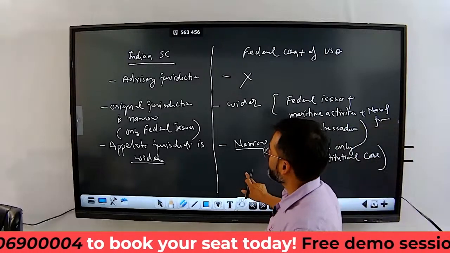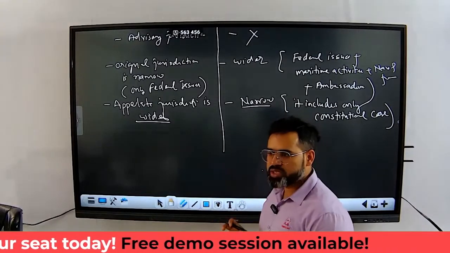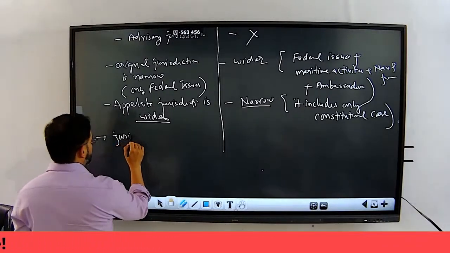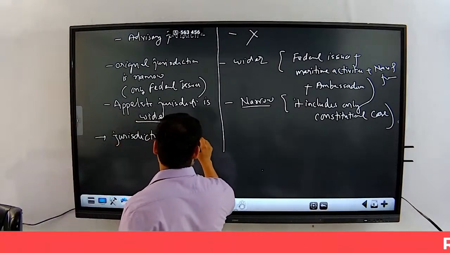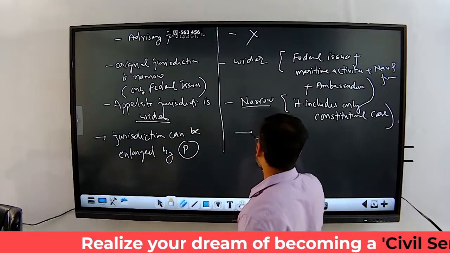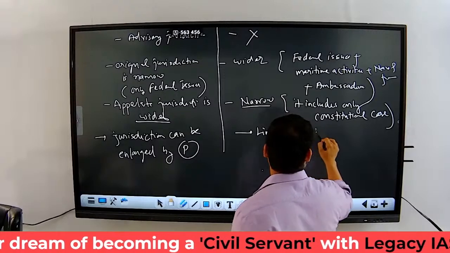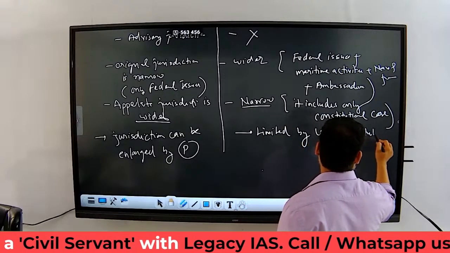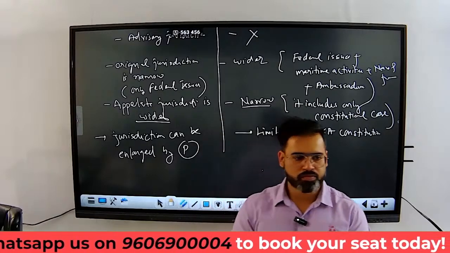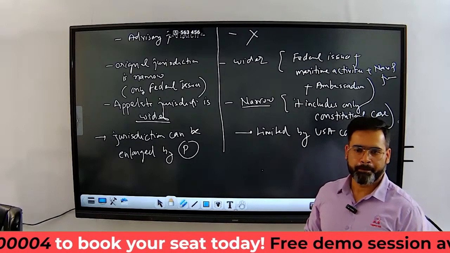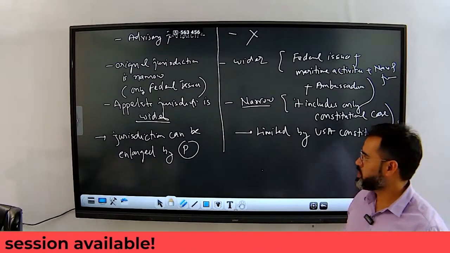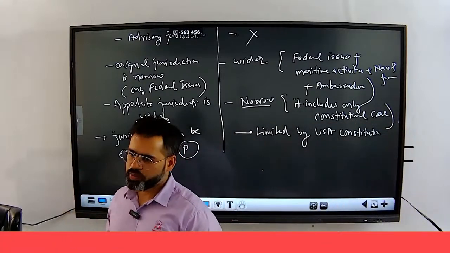Next, the Indian Supreme Court's jurisdiction can be enlarged, can be increased, by the parliament. The USA court's jurisdiction is limited by the USA Constitution. Then that is the difference between the Indian Supreme Court and the USA Supreme Court.